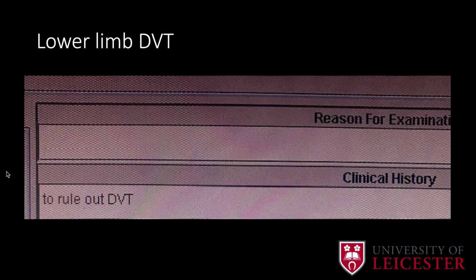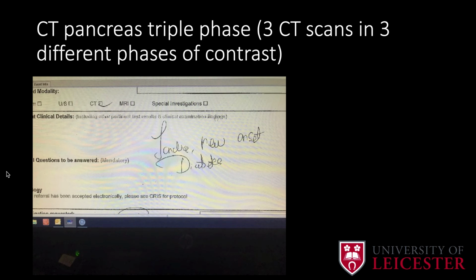So I'm just going to give you some examples. These are print screens of some of the requests we receive, and I will let you judge whether they're appropriate or not. So this is a request for a lower limb DVT. I presume it's lower limb. It says to rule out DVT. It could be upper limb, it could be left, right, we're not sure.